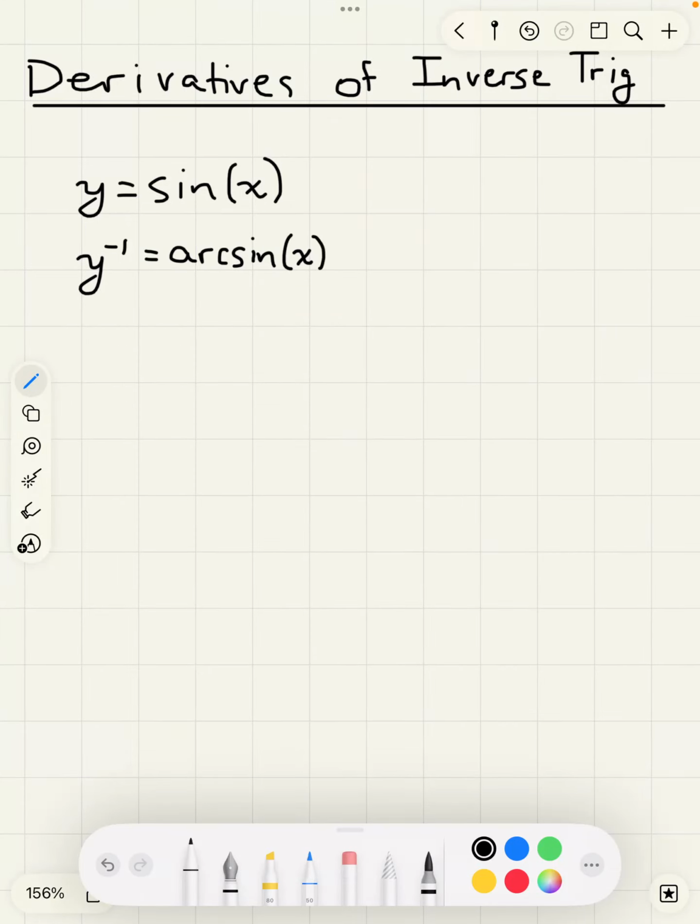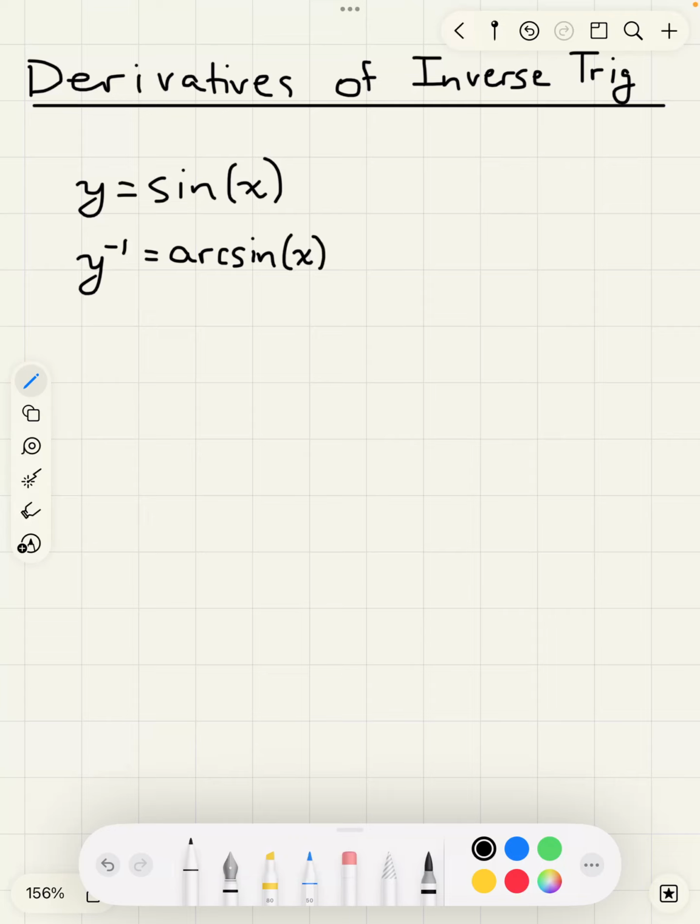All right, part 2 of section 3.6. Here we're going to focus on derivatives of inverse trig functions. So to start off with, I'm just going to go over what they are, because you haven't really done much with them since trig. Well, maybe, I don't know.